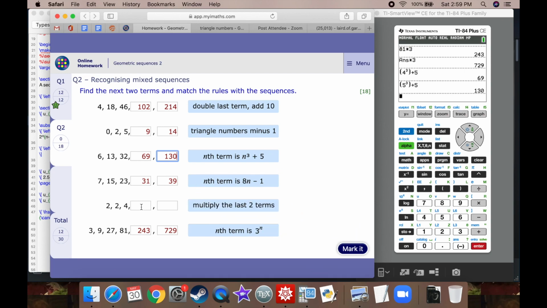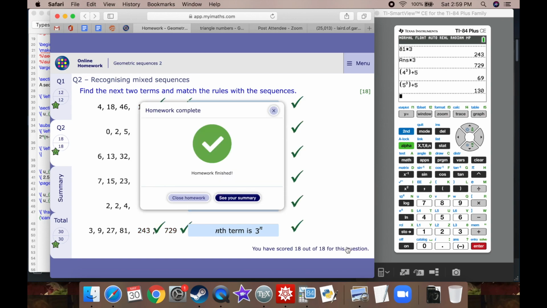Multiply the last two terms. Okay, 2 times 2 is 4. 2 times 4 is 8. 8 times 4 is 32. Not bad at all.